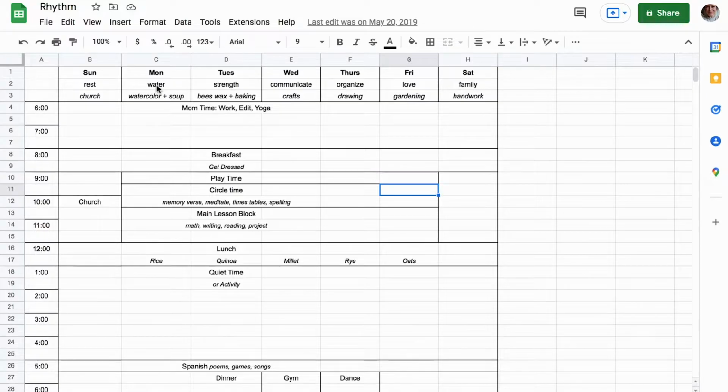Monday was about watercolors, Tuesday strength, Wednesday communicate, Thursday organize, Friday love, family. And those upper themes that I had in those cells were based off of another product that went along with the Waldorf school.